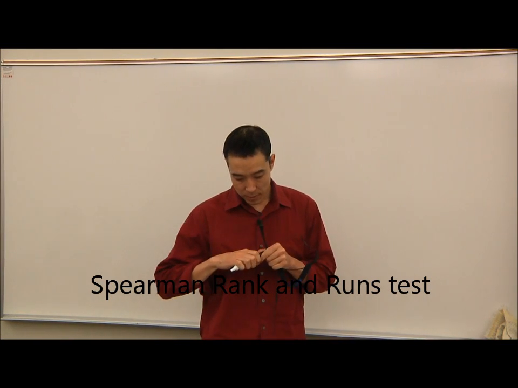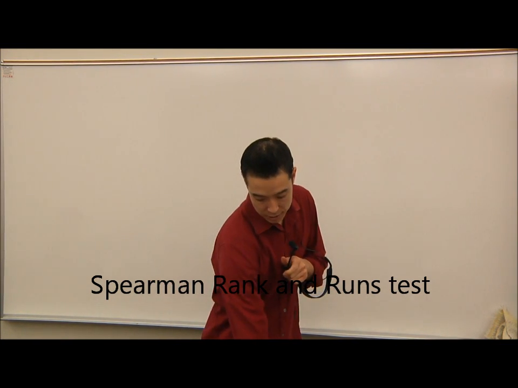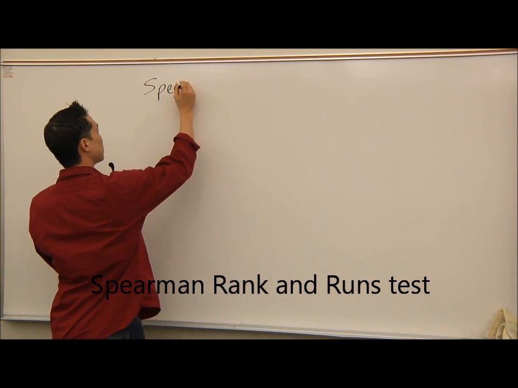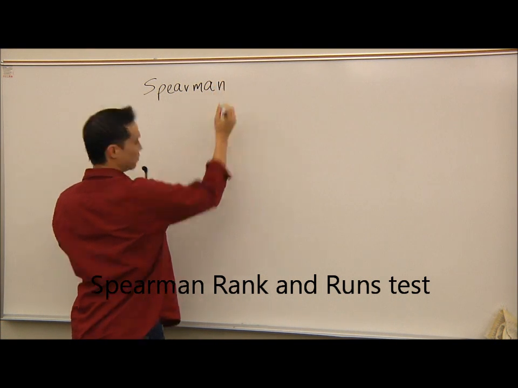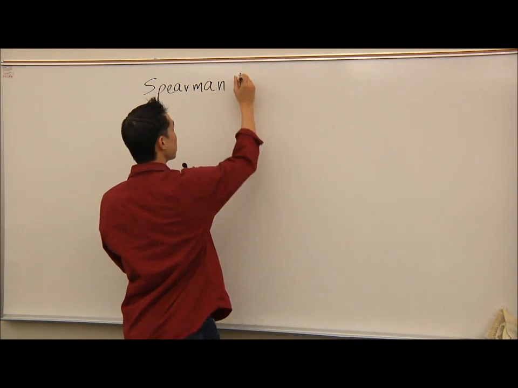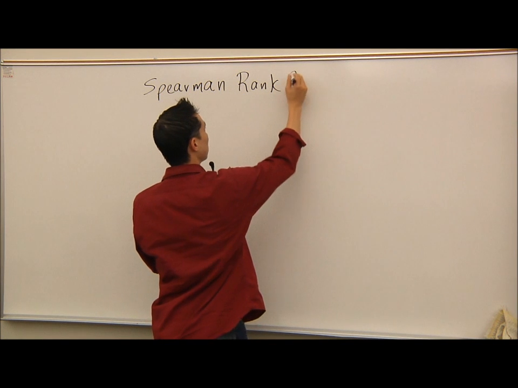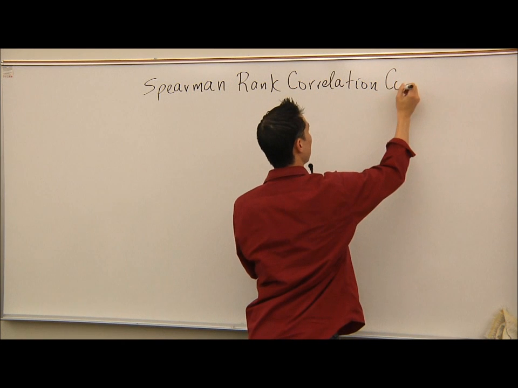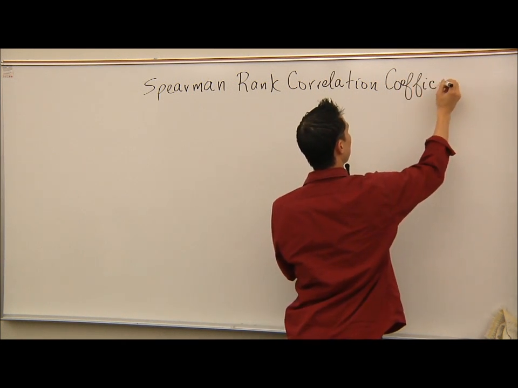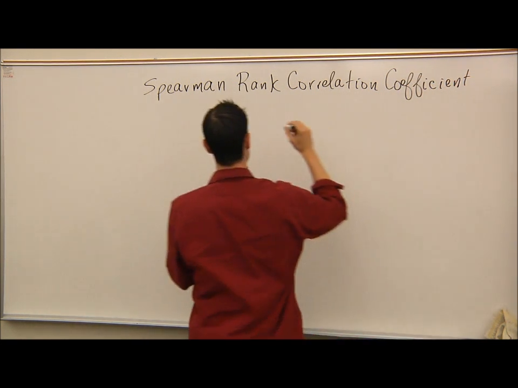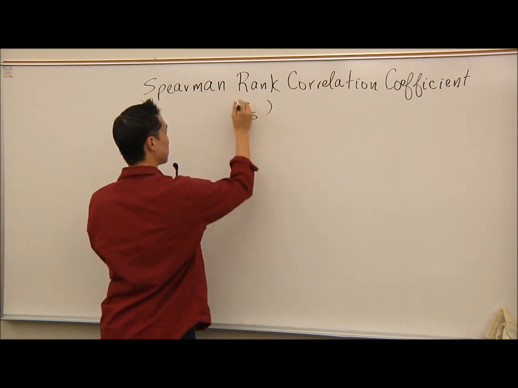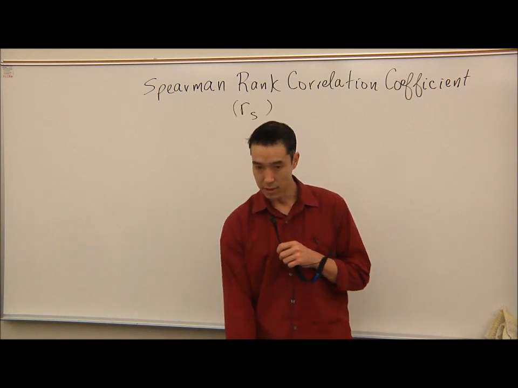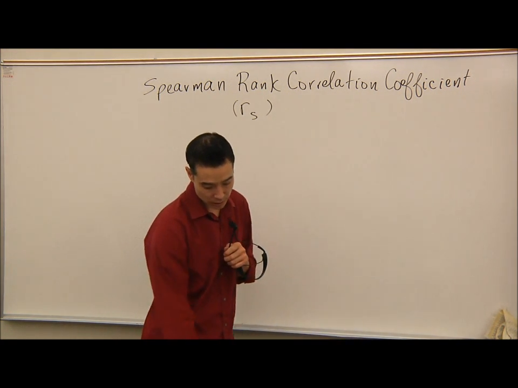All right, we're going to start with what's called the Spearman rank correlation coefficient. Our abbreviation for this is r sub s, the Spearman rank correlation coefficient. This is kind of our non-parametric version of correlation, which we did a few chapters ago.